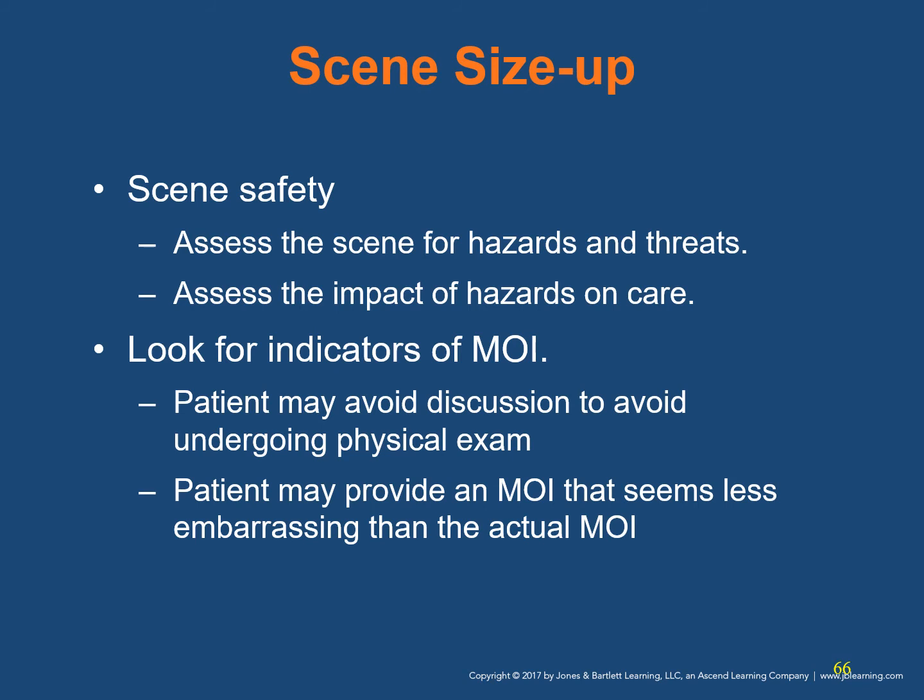Mechanism of injury and nature of illness. Look for indicators of the MOI. Consider information from dispatch, your observations of the scene, and the MOI to help develop your list of expected injuries. Patient may avoid the discussion to avoid undergoing a physical examination. Patient may also provide an MOI that seems less embarrassing than the actual MOI.